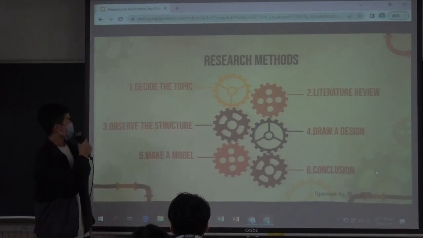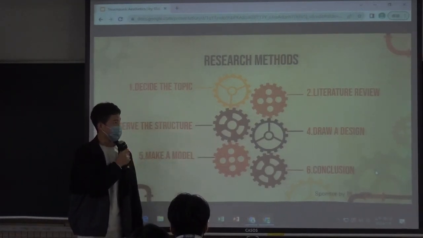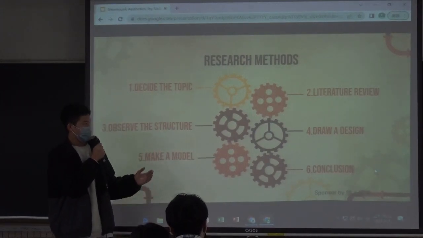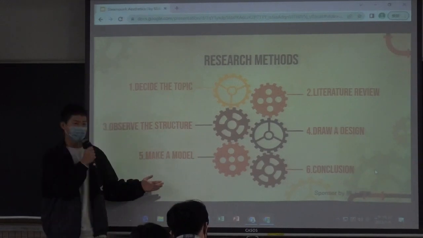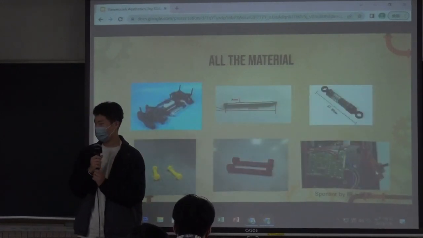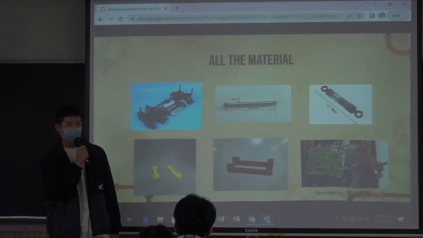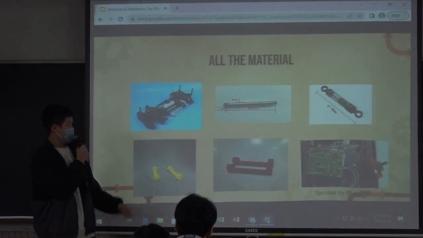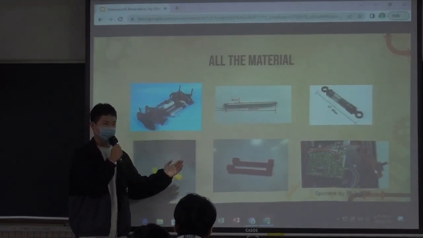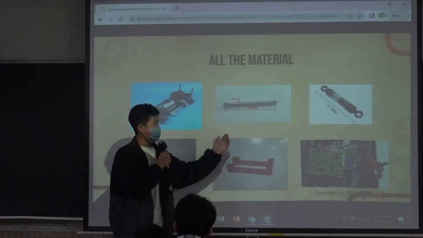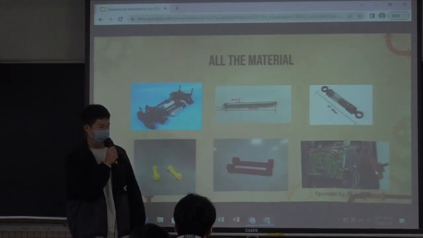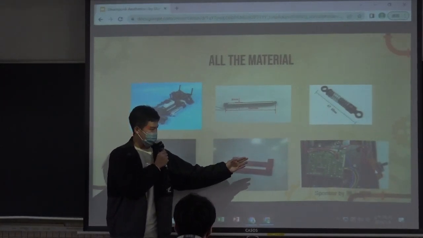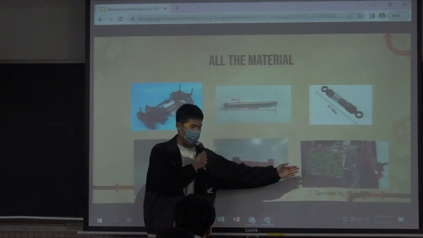Here are my research methods. I designed this topic, did a literature review, observed the real structure of the car, and then drew a design, and finally I made a model. These are all the materials that I used to make this model. I have a car model, a telescopic rod, 2 RC suspensions, and some 3D printed parts. And then, which is the most important, the RC receiver.